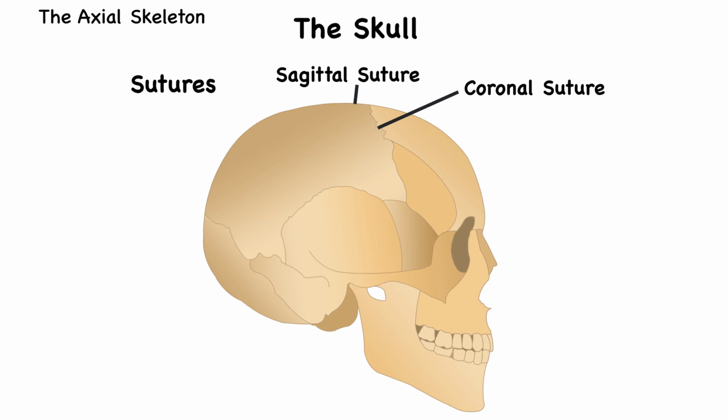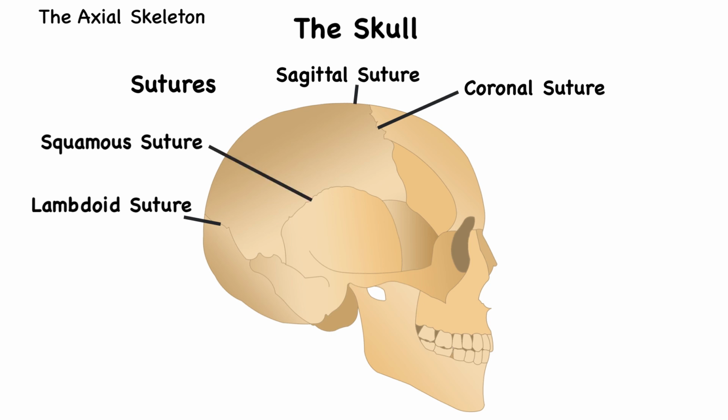The lambdoid suture, which connects the occipital bone to the parietal bones, and it is shaped like the Greek letter lambda across the back of the skull. And then there's the squamous suture, which connects the temporal bones to the parietal bones, located on the lateral sides of the skull. These sutures play a crucial role in maintaining skull integrity, but they weren't always fully formed.